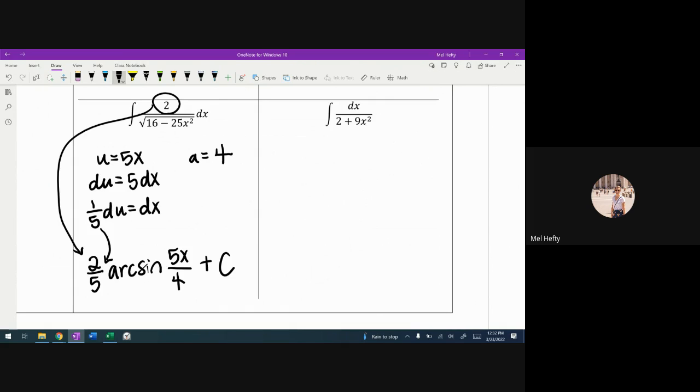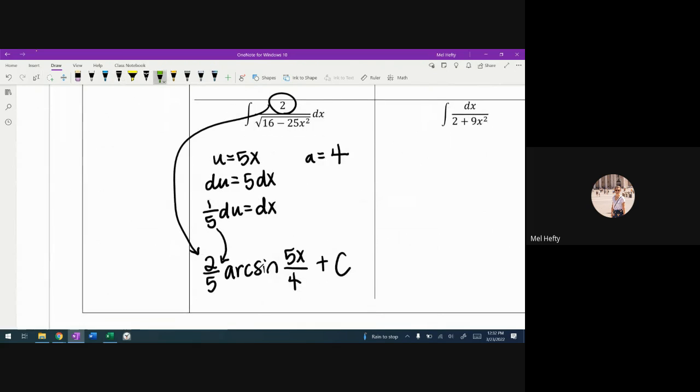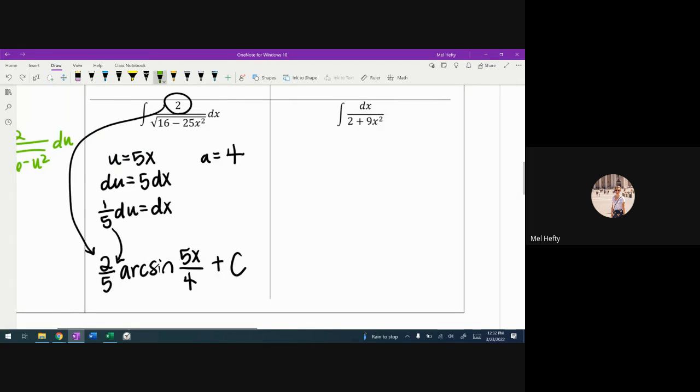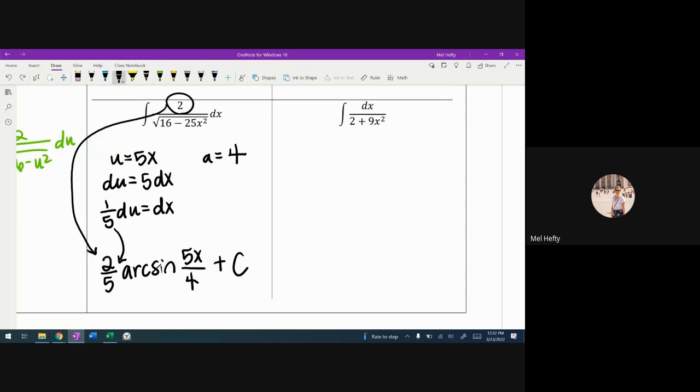If I rewrote the substitution for this and actually did the u sub, I'd have the 2 on the top, square root of 16 minus u squared. And then when I plugged in du, I'd have that 1/5 out front. So instead of doing that whole substitution, I can just chuck that 1/5 out in front in my final integral. If you want to rewrite it, absolutely fine. All right, last one. What do you think?